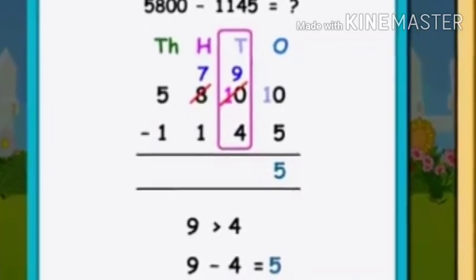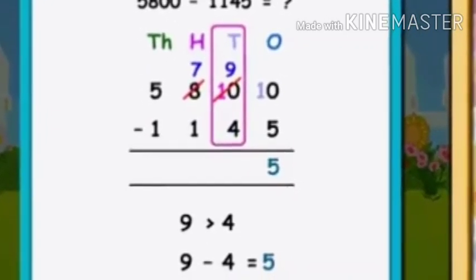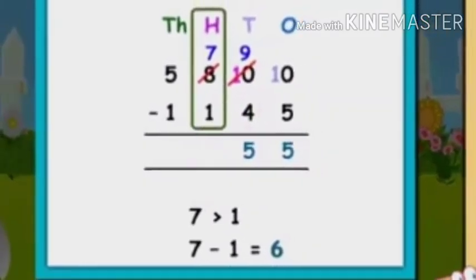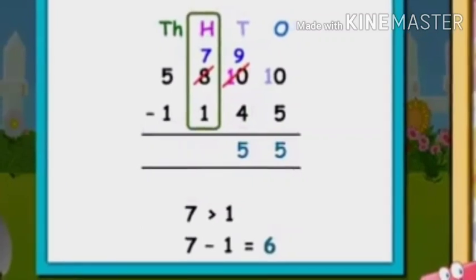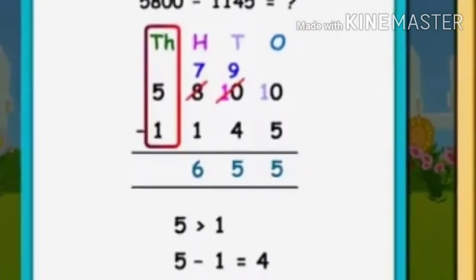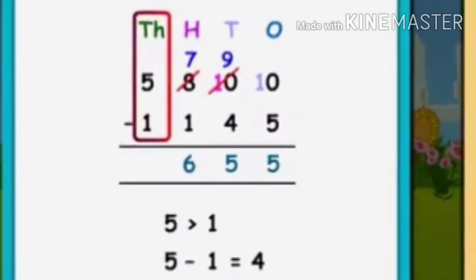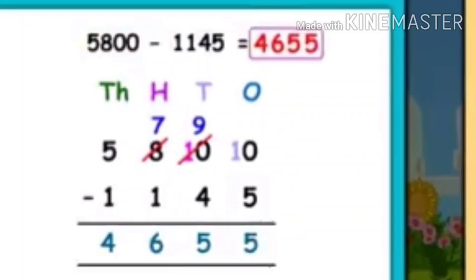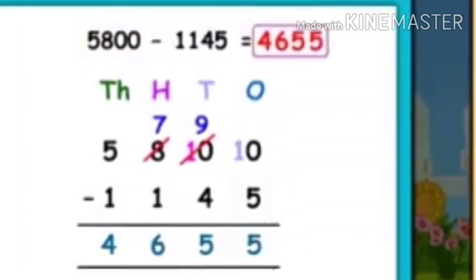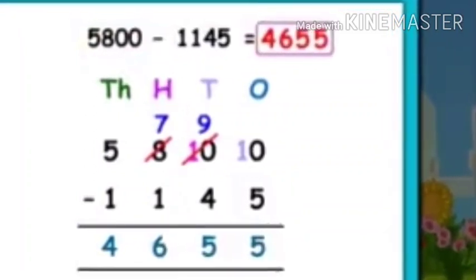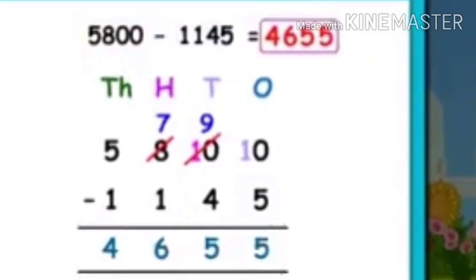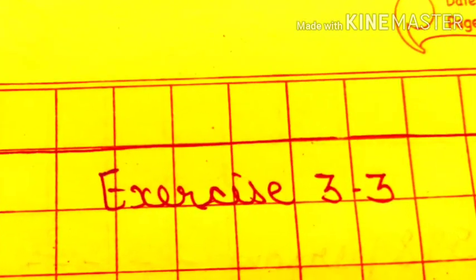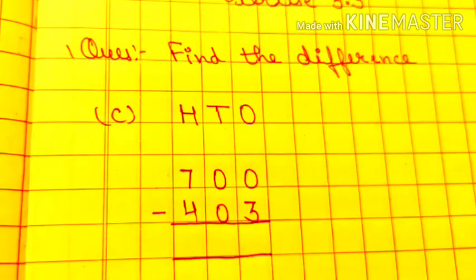Now on a tens place we have 9 minus 4 and that is equal to 5. Now on a 100 place 7 minus 1 and that is equal to 6. Now on a 1000 place we have 5 minus 1 and that is equal to 4. Now my dear students, finally we got the answer 4655. So let's take one more example from your book, from exercise 3.3.